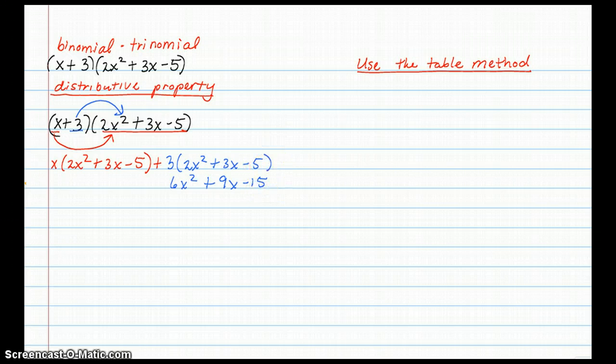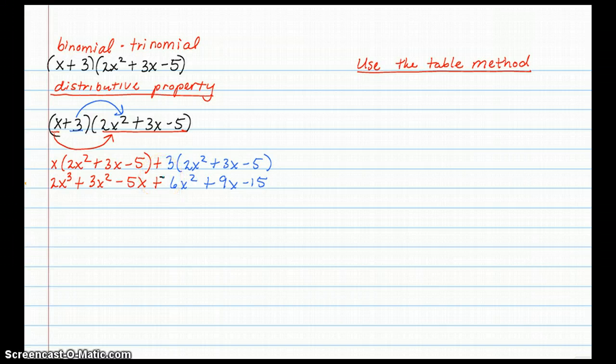Now let's go over and distribute on this other side. x times 2x squared is 2x cubed. x squared is x times another x is x cubed. Plus x times 3x, so 3 times x is 3x squared. And then x times the minus 5 is minus 5x, and then adding it.